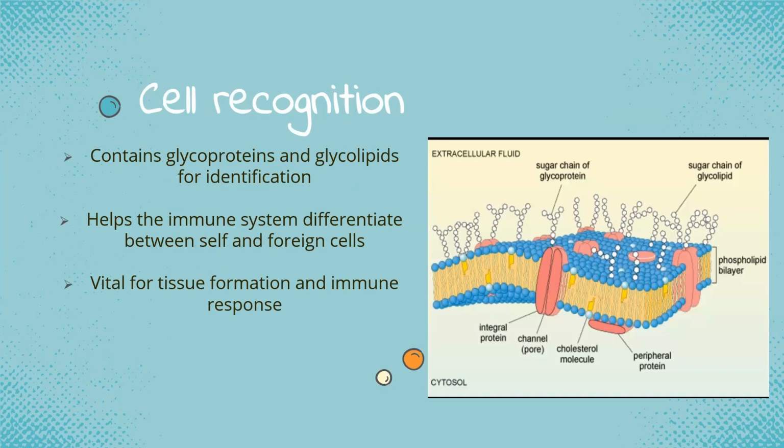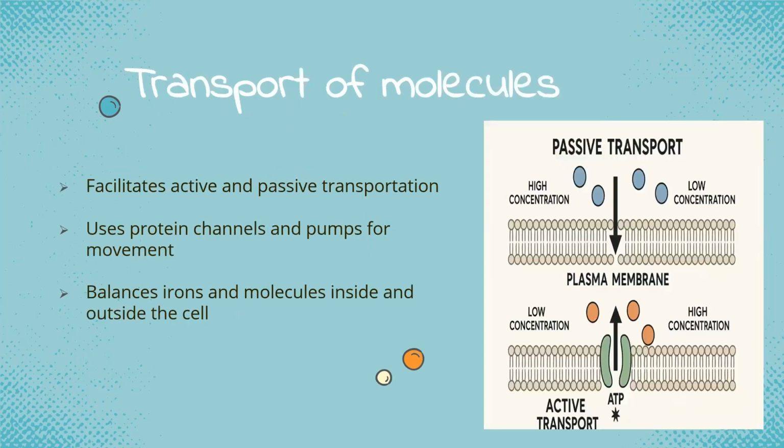And as cell recognition, it contains glycoproteins and glycolipids for identification, helping the immune system differentiate between self and foreign cells, vital for tissue formation and immune response. As transport of molecules, it facilitates active and passive transportation, using protein channels and pumps for movement, balancing ions and molecules inside and outside the cell.